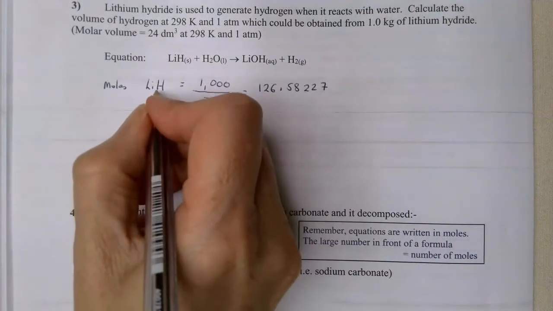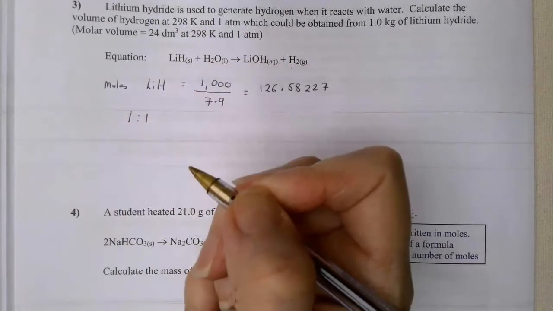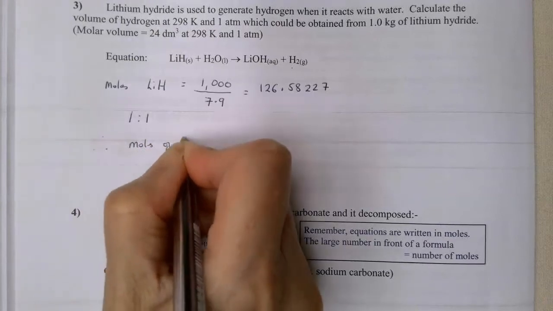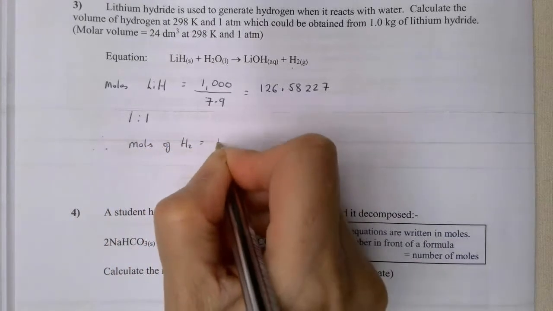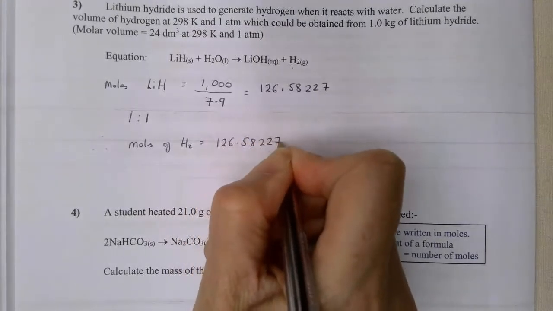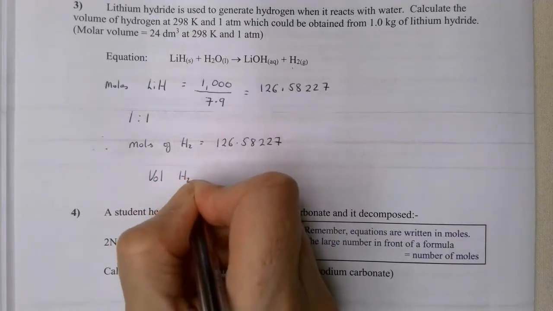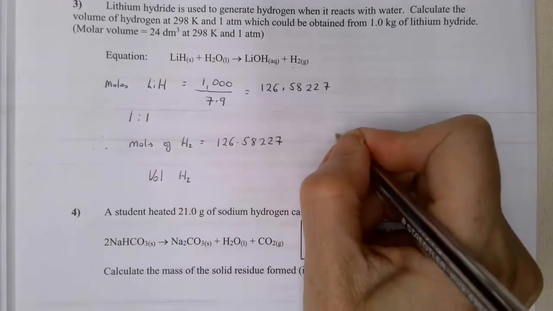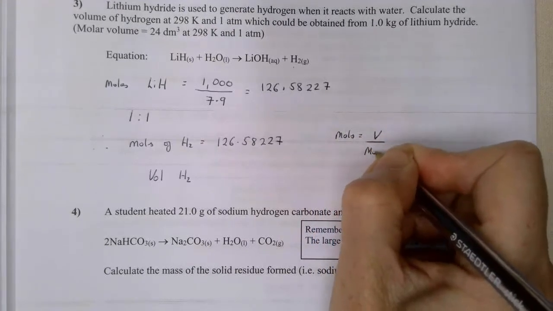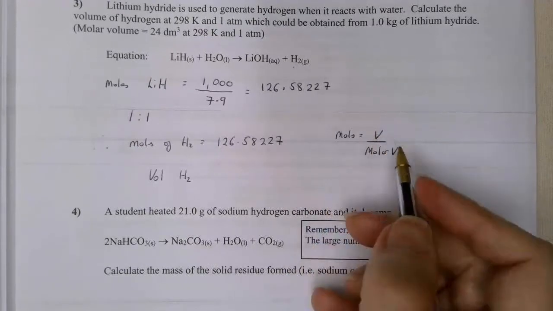Now the molar ratio between lithium hydride and hydrogen is a 1:1 molar ratio. Therefore, the moles of hydrogen equals 126.58227. Therefore, for the volume of hydrogen, I'm going to use moles equals volume over molar volume, and I'm going to rearrange this equation to make volume the subject.